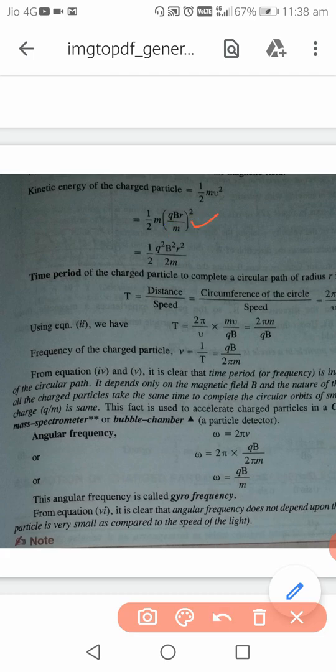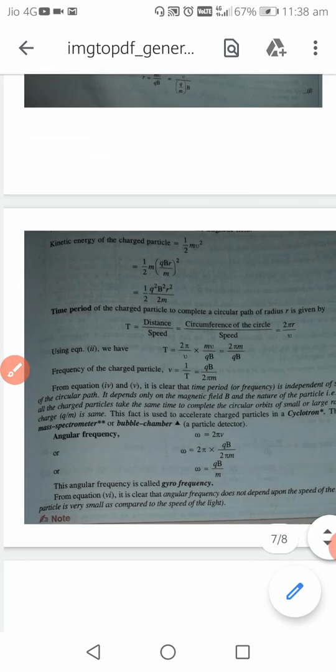Substitute it, square it, since it is v square, this is the value. Here it is m square, so one mass will get cancelled, it will be 2m. This 2 and then this m. Alright, so this is the expression for kinetic energy. Remember these expressions. Then time period.